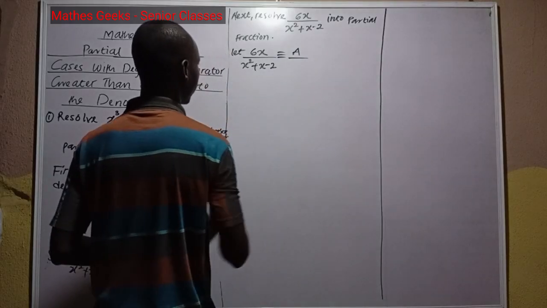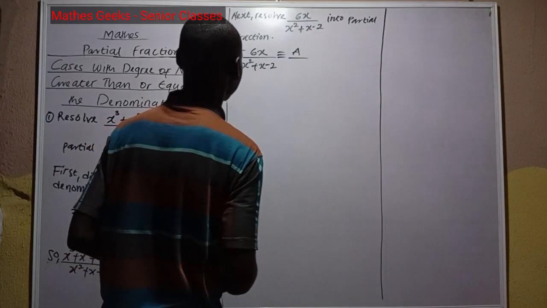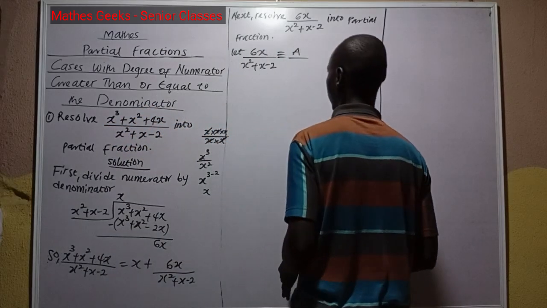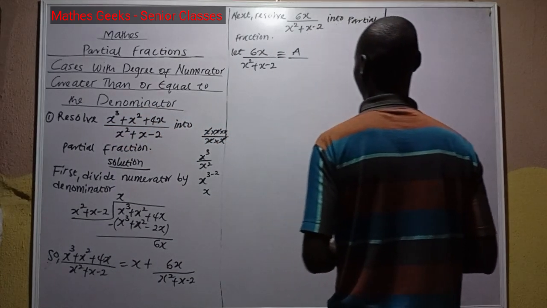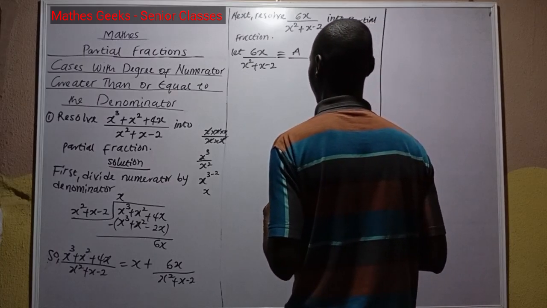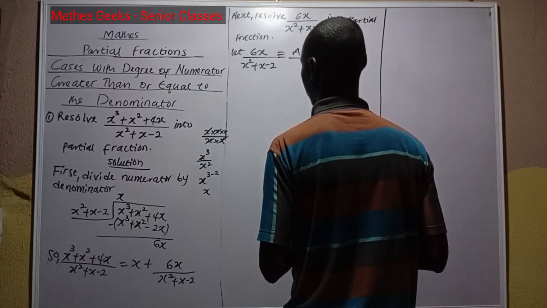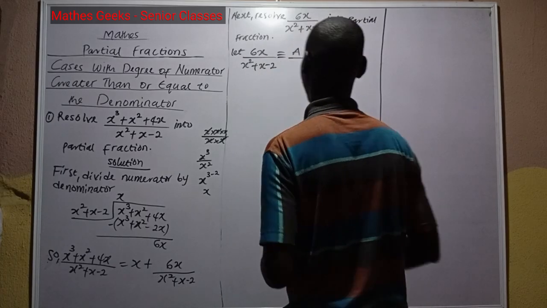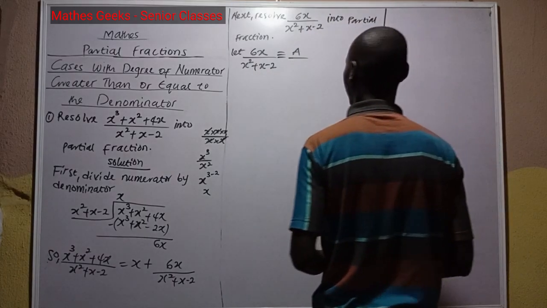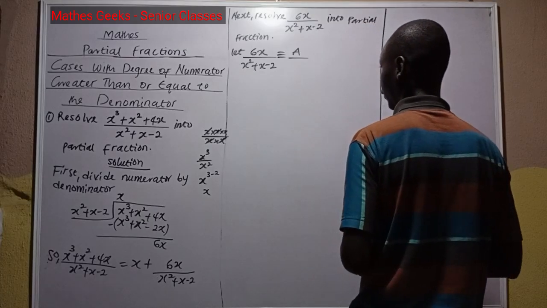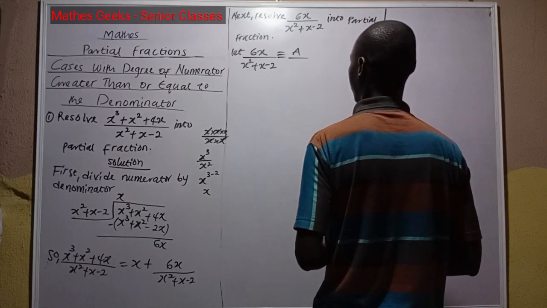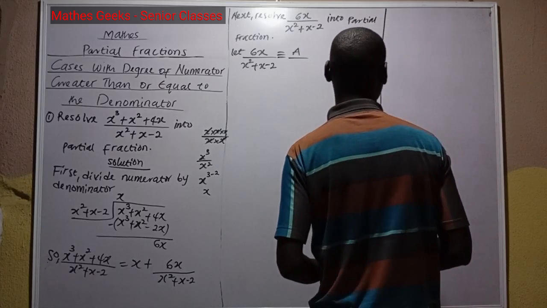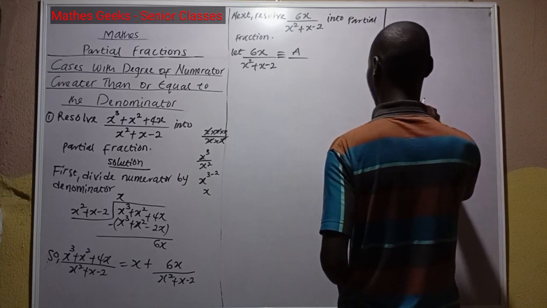Let's see, this is a quadratic expression. Let's try to see if it can be factorized. If it can, then we resolve the partial fractions with the procedure that expressions like this that can be factorized are resolved into partial fractions. But if it cannot be factorized, then we use the other method for quadratic expressions that cannot be factorized. So let's check if this expression can be factorized.